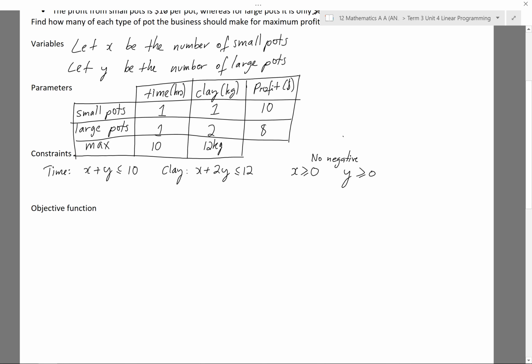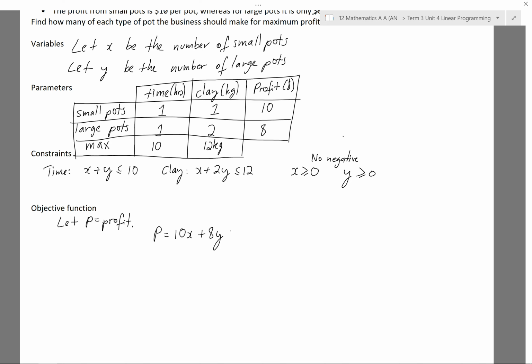When it comes time to write my objective function for profit, I better let P equal profit. That should be easy, reading down the 3rd column of this table. The total profit, if I sell X small pots, will be 10X, and if I sell Y large pots, it will be 8Y. I could go down the normal route now of getting out my graph paper and graphing these, but I could also use two different types of technology.